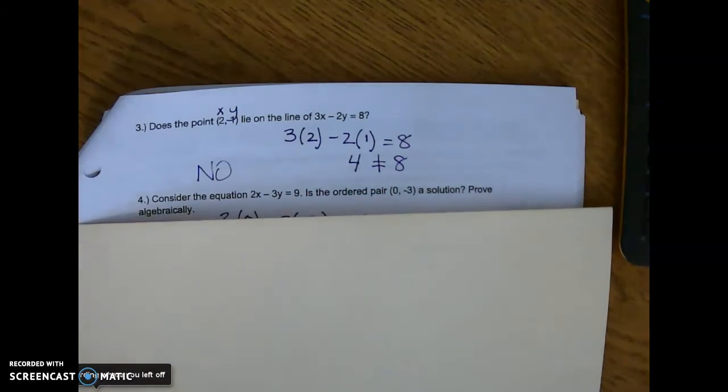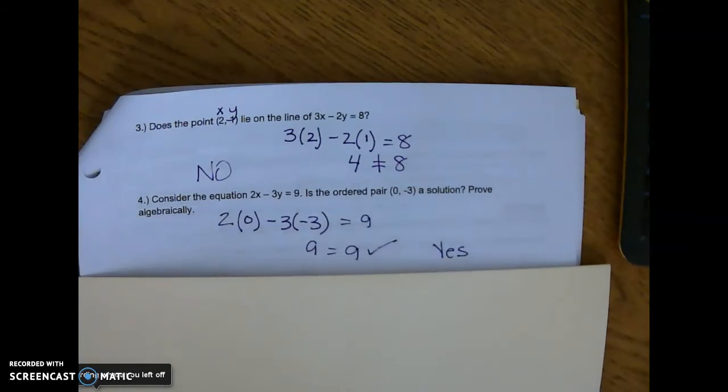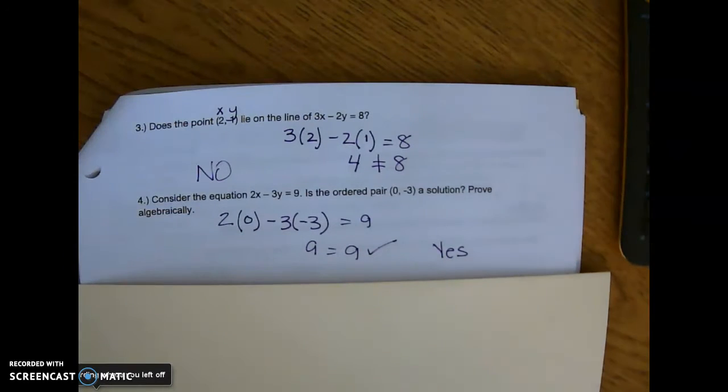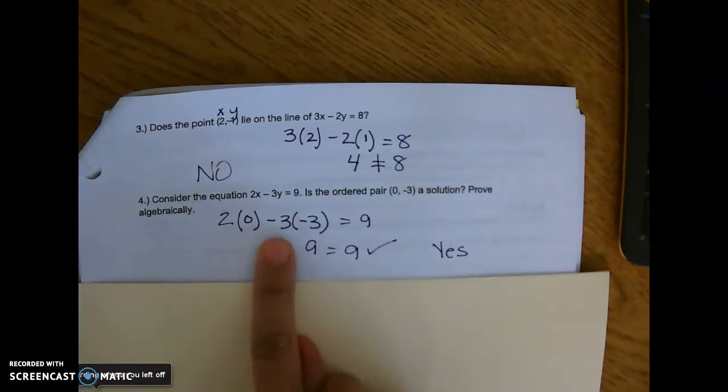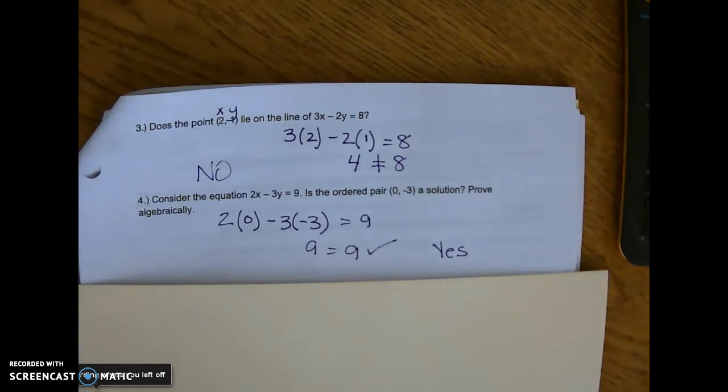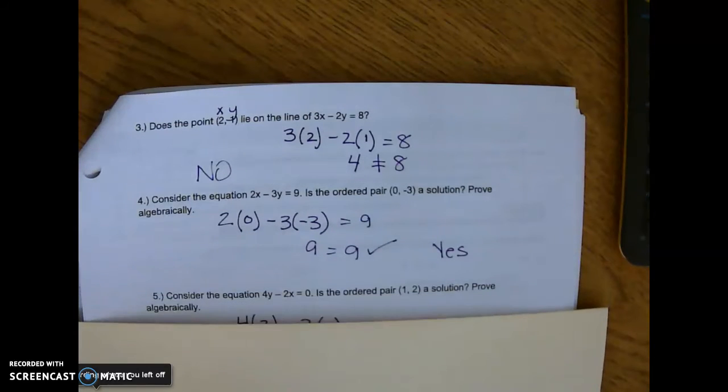So now I want you to try number 4. Okay, when you substitute it in, you should have said yes, it is on the line because 2 times 0 minus 3 times negative 3 is equal to 9. Okay, let's try number 5.